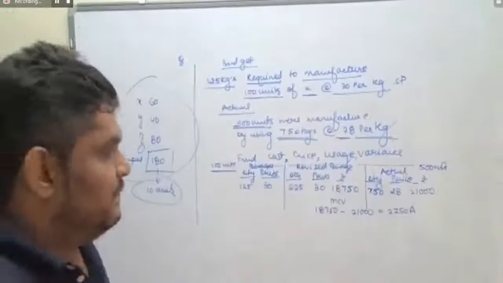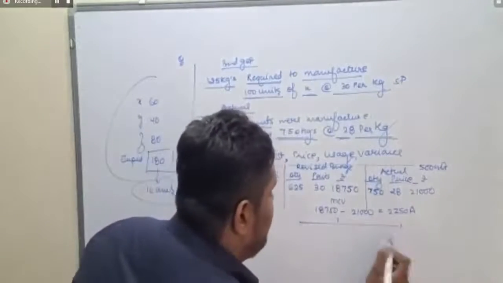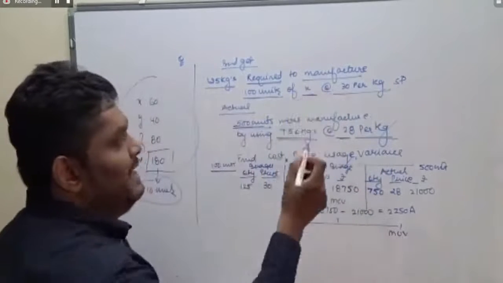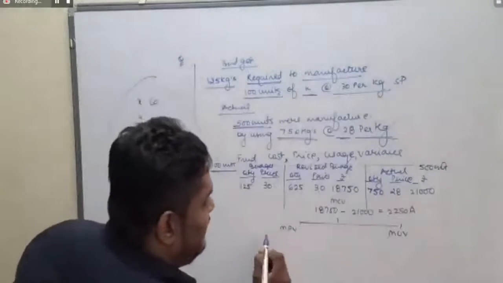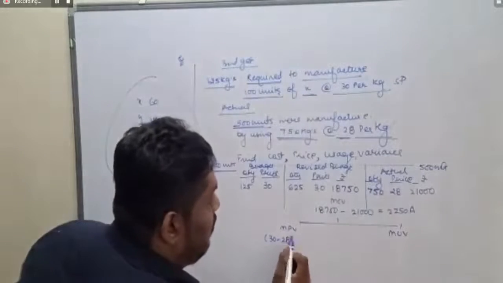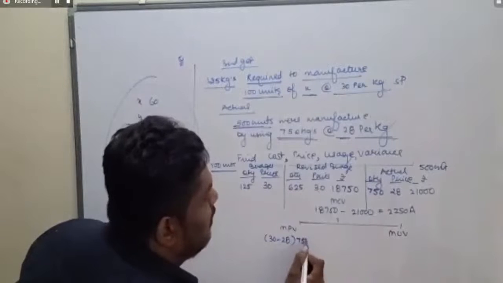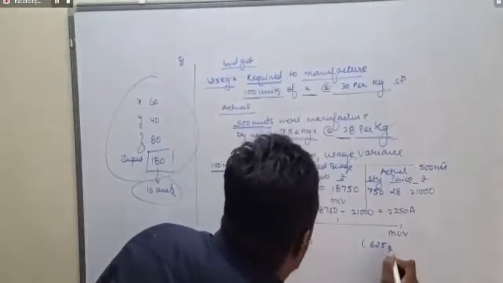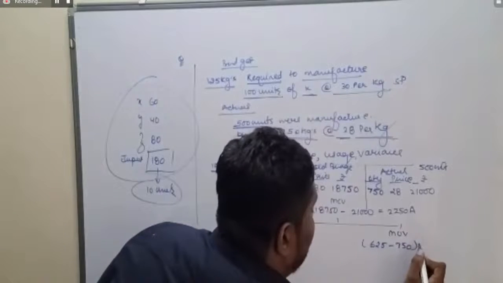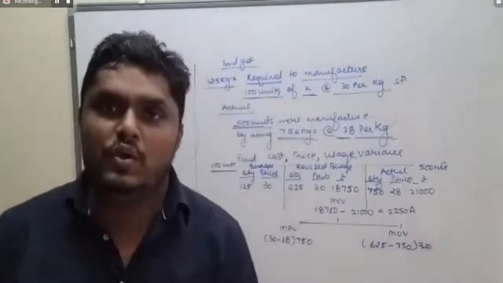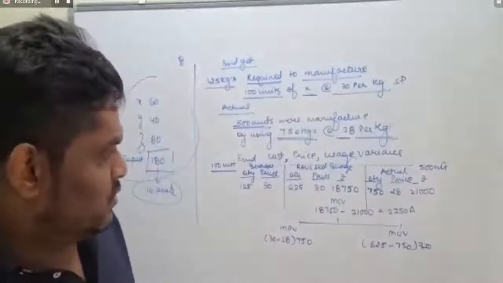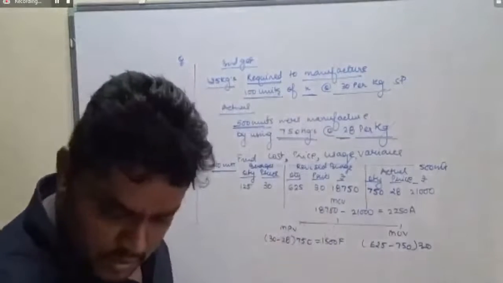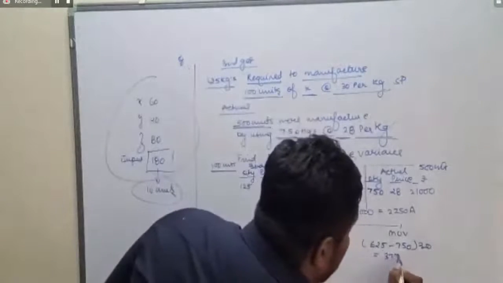Perfect. So this is material cost variance. When talking about material price variance and material usage variance, the price variance is 30 minus 28 into 750, and the usage variance will be 625 minus 750 into 30. So this is how you guys have to calculate the answer. The material price variance will be 1500 favourable, and the usage variance will be 3750 adverse, which together make 2250.